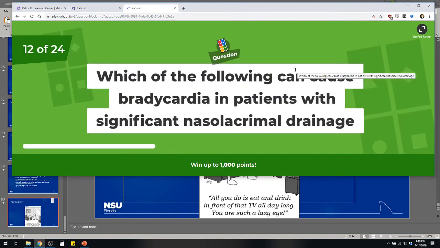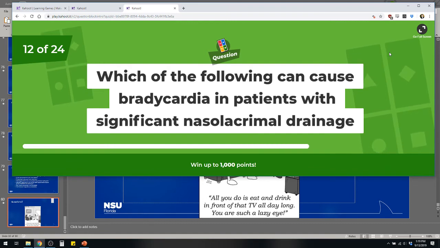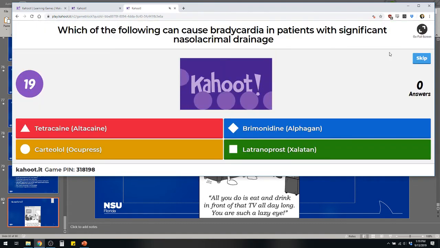Which of the following can cause bradycardia in patients with significant nasolacrimal drainage? So if you forgot to pinch off your nose after giving some eye drops, which one could cause this? Tetracaine, brimonidine, carteolol, or latanoprost?